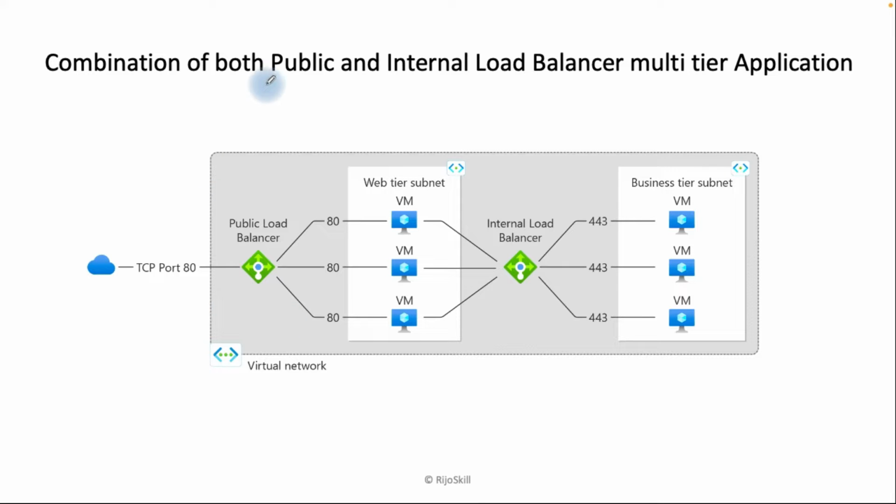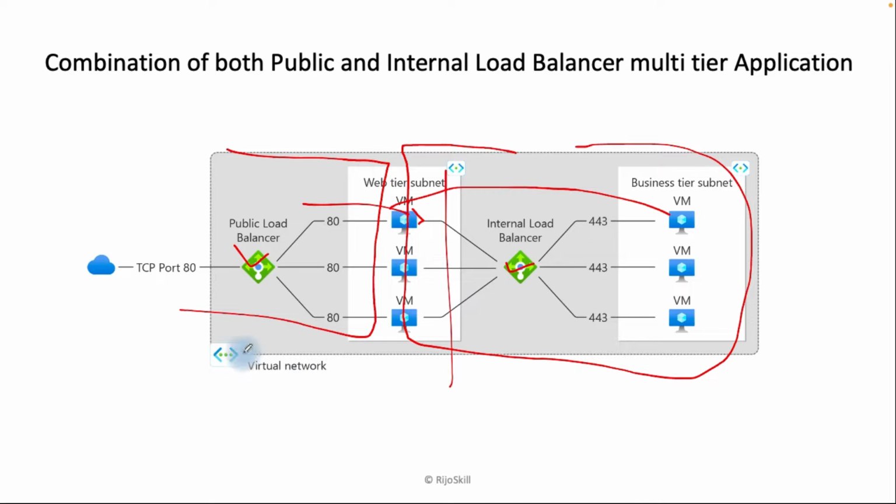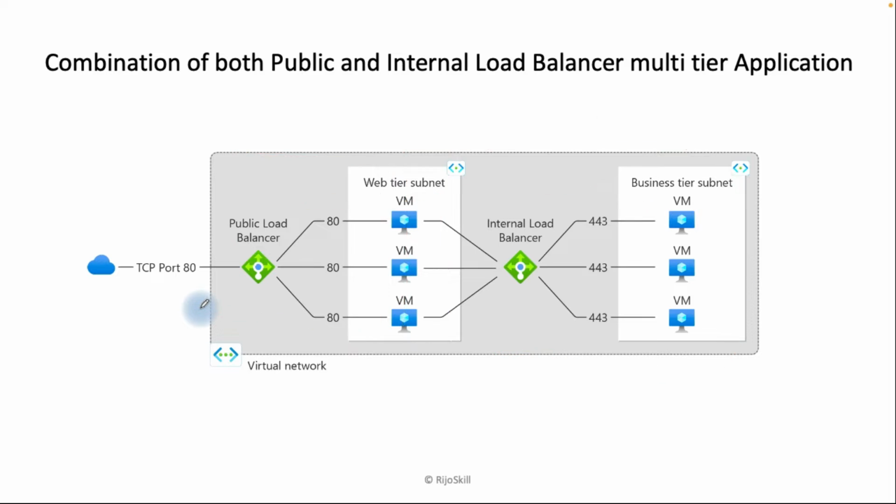Here you can see the combination of both public and internal load balancer in a multi-tier application. You can see here the public load balancer, and here the internal one. The internal load balancer only gives connectivity to this part. Public only gives connectivity to this part. So this virtual machine is not publicly connected, because only the public connection will come to here. So now you understand the combination in a multi-tier application.